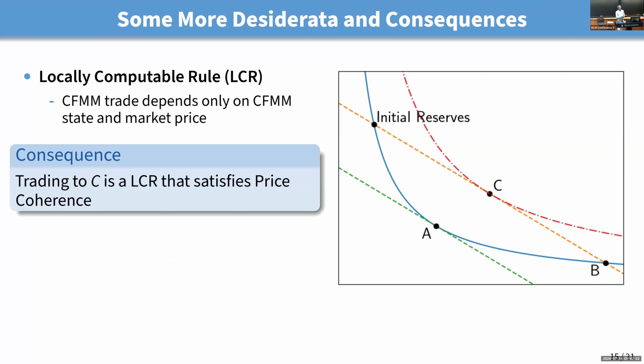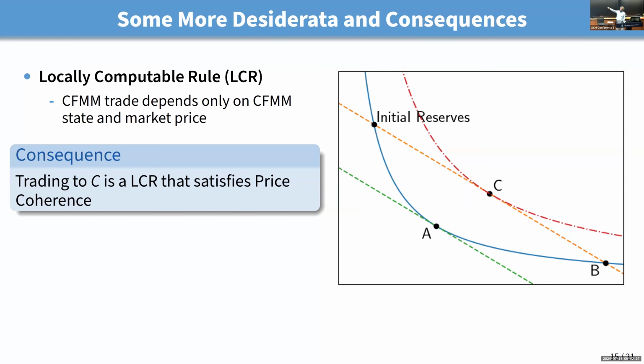Another thing we might like, just to make the computation process efficient, is to narrow the search space for the set of equilibria. One natural way to do that is to make each CFMM's trade locally computable, right? We'd like to make each CFMM's trade depend only on the batch price and not on everything else that's happening in the batch.